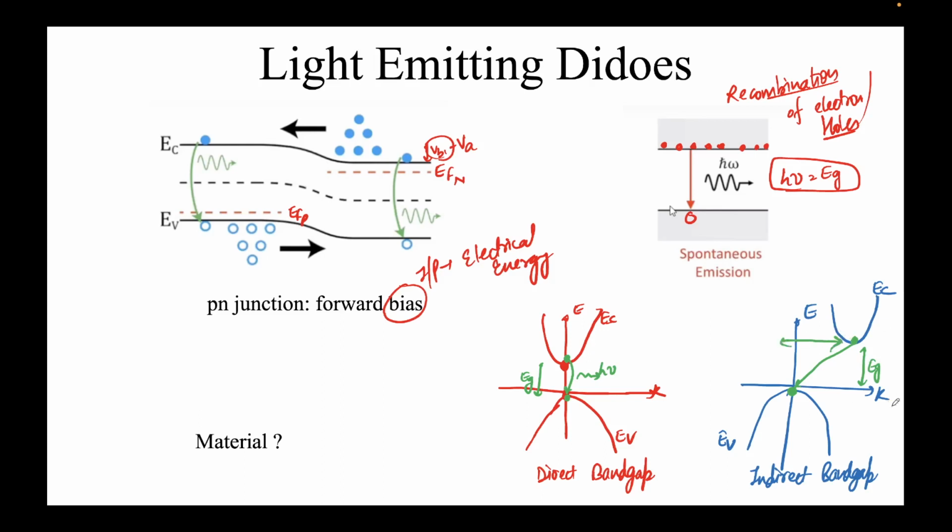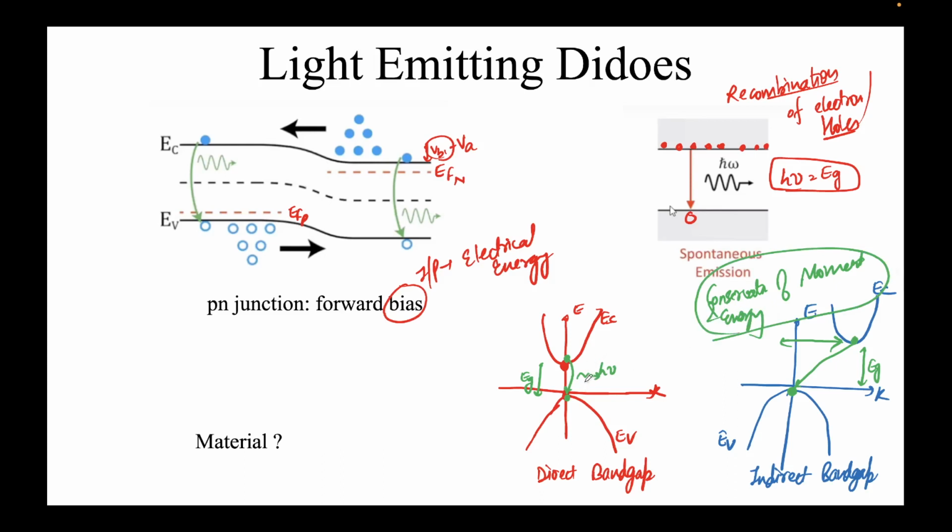Momentum also has to change. This K is also the momentum. Please recall that the wave vector 2 pi by lambda is related to momentum. So momentum also has to shift. So in this case, this means conservation of momentum has to be there, of momentum and energy. Actually, it's true for both the cases.